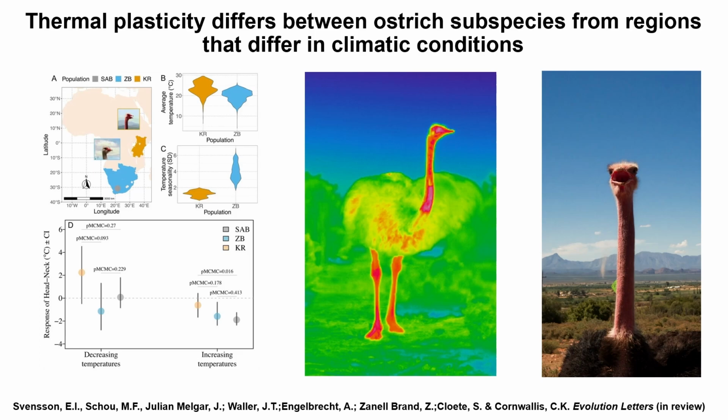And finally, we have also compared, in a common garden environment in South Africa, different subspecies, and it turns out they differ in the degree of plasticity. The southern subspecies appears to be able to cool its head more during heat waves than the tropical Kenyan red-necked one. So the southern subspecies comes from a more seasonal environment and seems to have evolved the ability to cool the head more in relation to heat waves, unlike the tropical subspecies, which has a red neck in Kenya and experiences more stable temperatures.